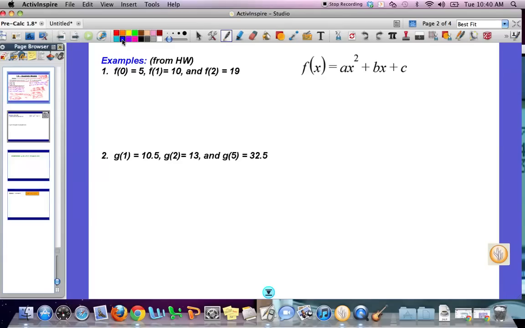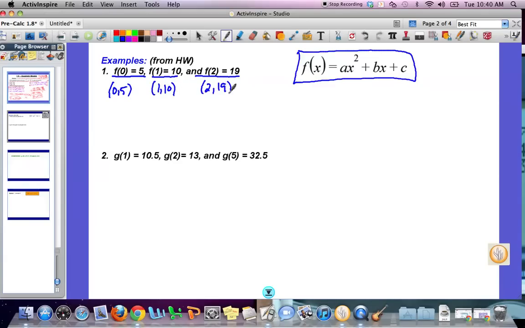Here's what they give you. They give you f at 0 is 5, f at 1 is 10, and f at 2 is 19. We need to put it in the form f of x equals ax squared plus bx plus c. We need to find the a, b, and c. So let's write down what we know. This one, by the way, just so you know, that's an ordered pair 0, 5. This is an ordered pair 1, 10. This is an ordered pair 2, 19.